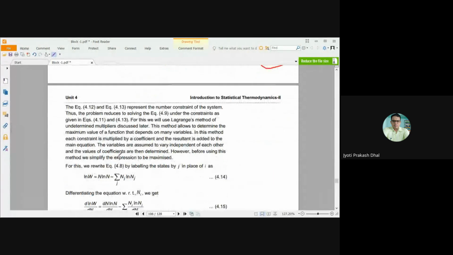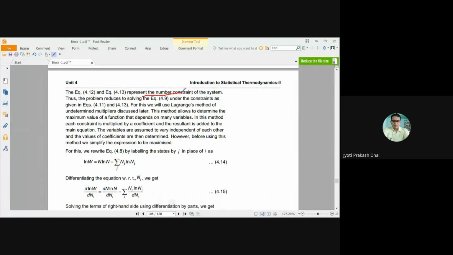Now equations 12 and 13 represent the constraints of the system, and thus the problem reduces to solving equation 10 under the constraints given in 12 and 13. For this we will use the Lagrange method of undetermined multipliers, which will be discussed later.